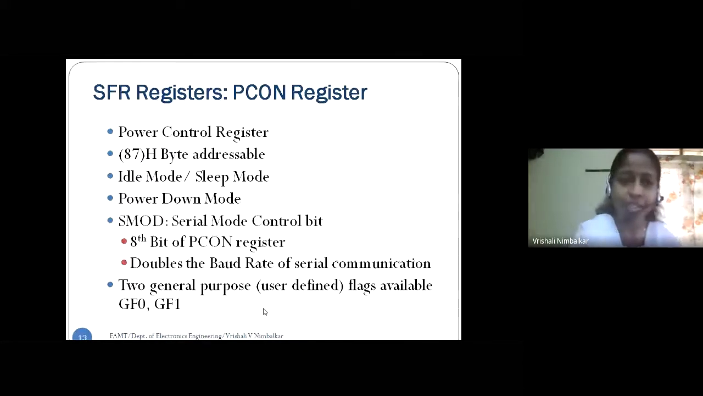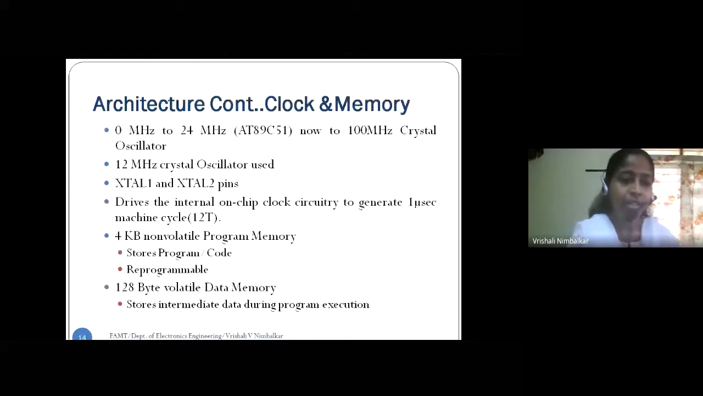So that was our last special function register, right? And it is byte addressable. I cannot access the bit. Is that okay? So the PCON register helps to keep it in sleep mode or power down mode. It is used for doubling the baud rate of serial communication, and there are 2 general purpose user defined flags available. Now the last architecture component which is left is the clock circuitry and the memory block.